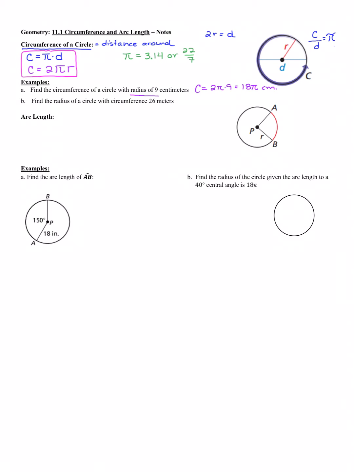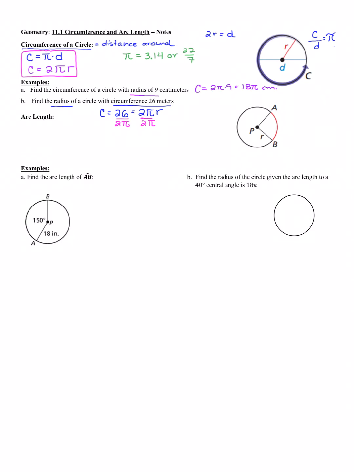Then this next one, find the radius. Now we want to find the radius of a circle with a circumference of 26. No pi on that. So we know that the circumference is 26, and we set that equal to our 2 pi r, and we want to solve for r. So I'm going to divide both sides by 2 pi.